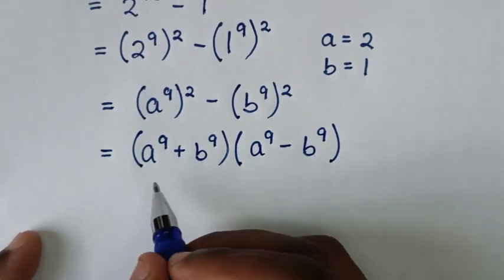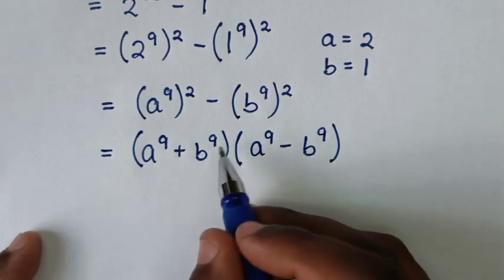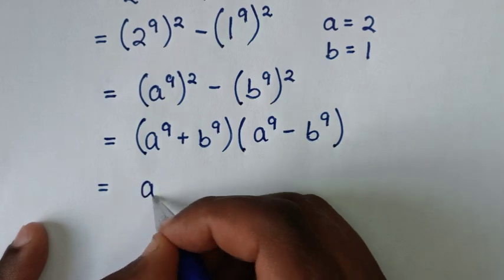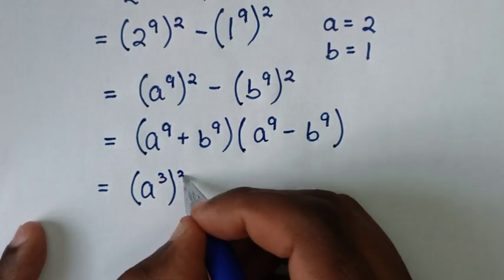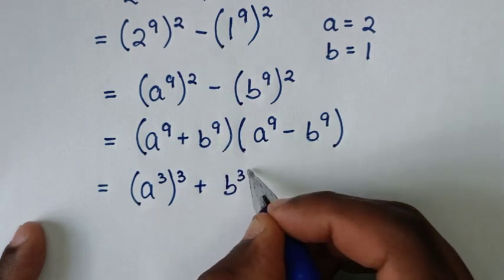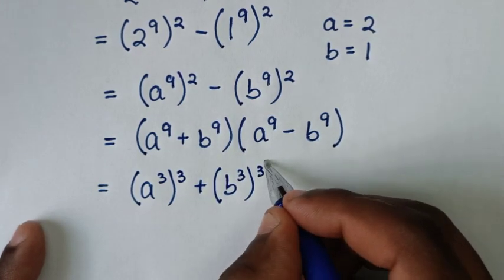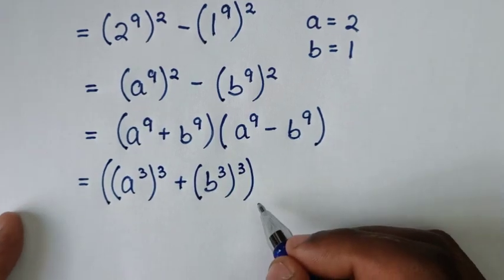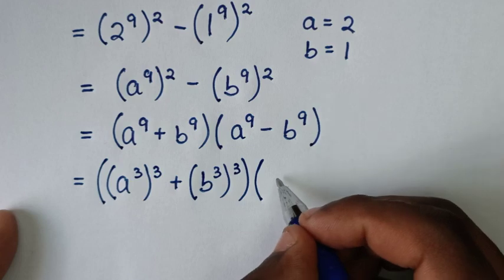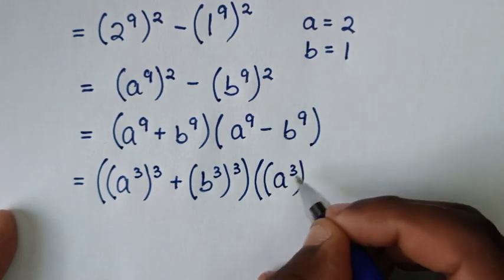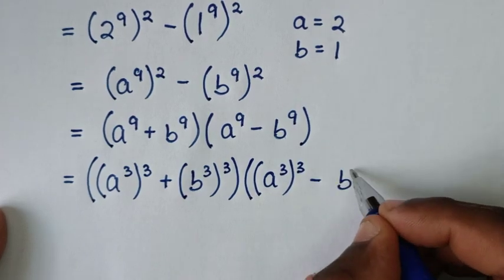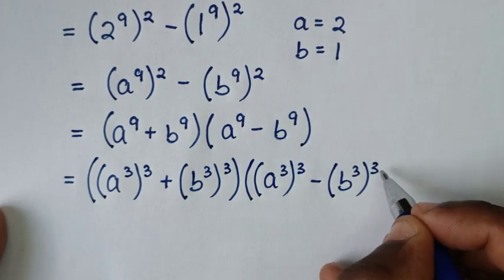Then in the next step, these powers of 9 will change into powers of 3. So it will be equal to a power of 9, which is a power of 3 then bracket power of 3, plus b power of 9, which is b power of 3 then bracket power of 3, bracket, times bracket a power of 9 is the same as a power of 3 then bracket power of 3, minus b power of 9, which is b power of 3 then bracket power of 3, bracket.